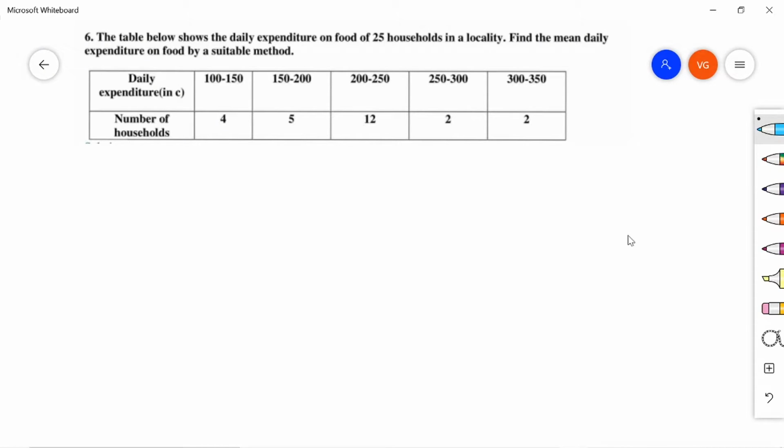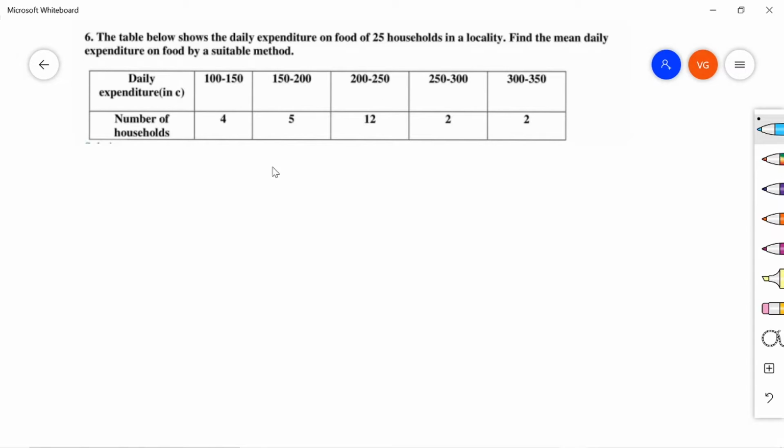This is problem number 6 from exercise 14.1. The problem is like this: the table below shows the daily expenditure on food of 25 households in a locality. Find the mean daily expenditure on food by a suitable method.